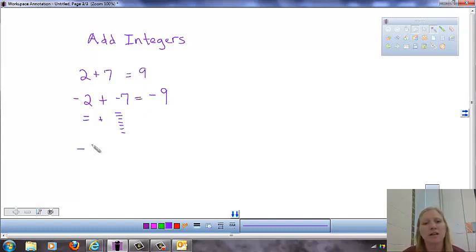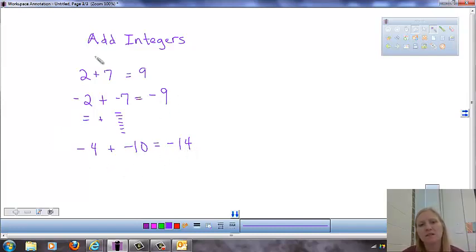So if I have negative 4 plus negative 10, it's just like adding normal numbers: 4 plus 10 is 14. Because you're adding negatives, the answer is negative 14.